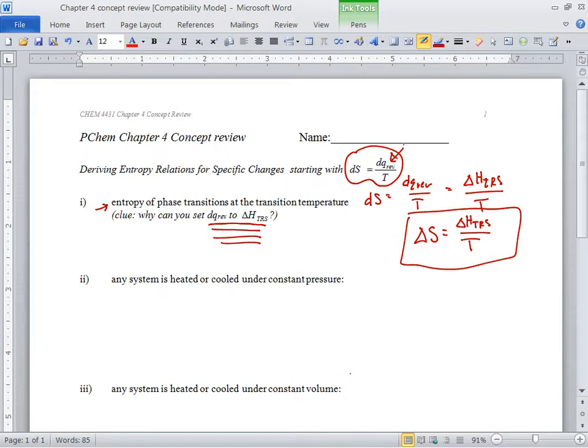So we're done with the first one. All phase transitions are reversible. Because of that, that means that Q can equal delta H. Yeah, so that's exactly what this means. This means that Q is equal to the enthalpy. How do you calculate the enthalpy?